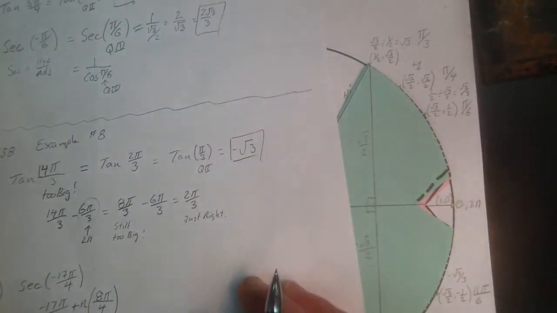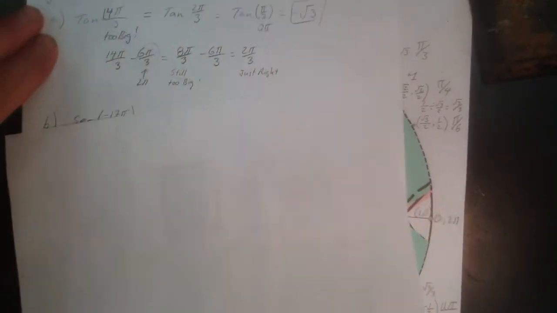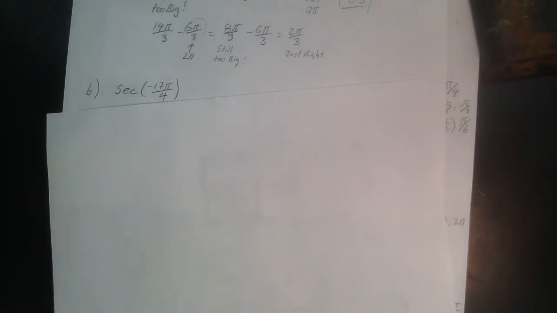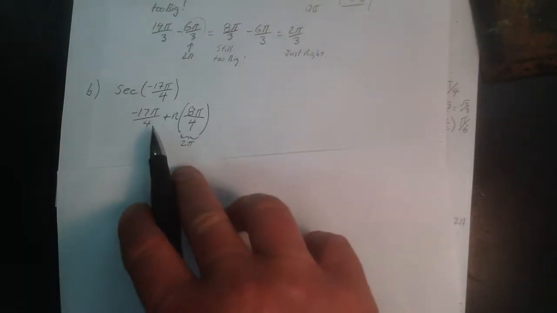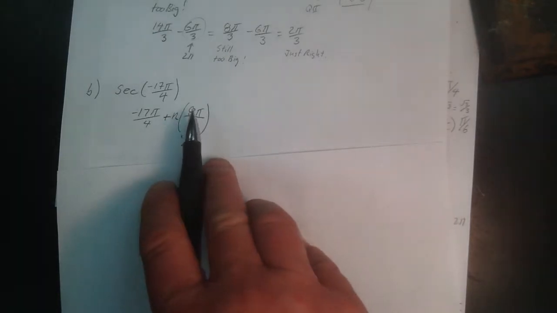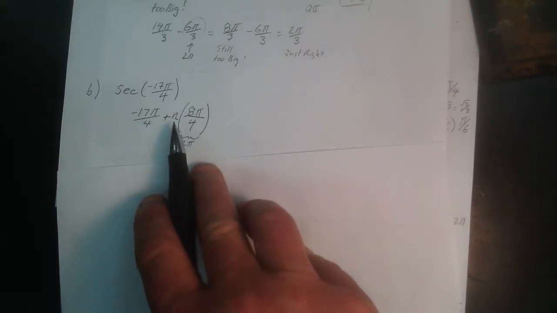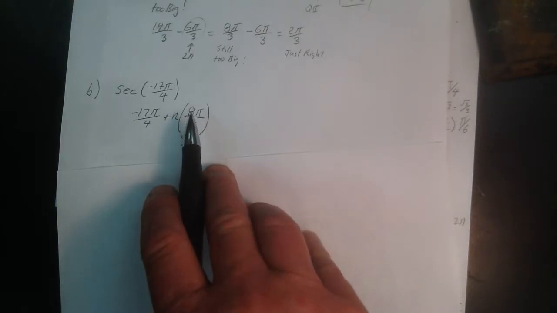Next one, what am I going to do here? It's all about finding out the coterminal angle on the unit circle. That thing is negative, and it doesn't fit on the unit circle. Backwards or forwards, I need to add 2 pi. I want a common denominator for 2 pi so I can add it to this guy. How many times am I going to have to add it? If I add it once, negative 17 plus 8, that's negative 9. That's not enough. If I add it twice, that's negative pi over 4.